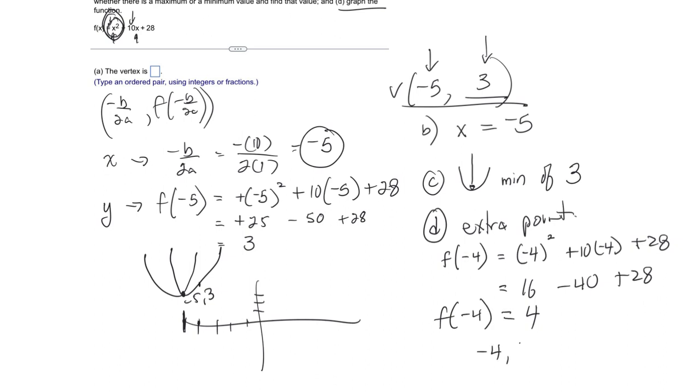In other words, I have this point. So now when I go to graph this, I'll use that point and the vertex. Okay, so let's try that.